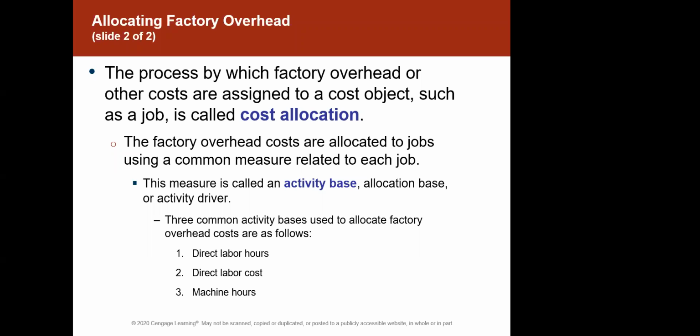And so if our process is very direct labor intensive, we might say, let's divide that up by direct labor. The more direct labor we put into a job, the more of the overhead costs it's going to get allocated to it. So here's another example.